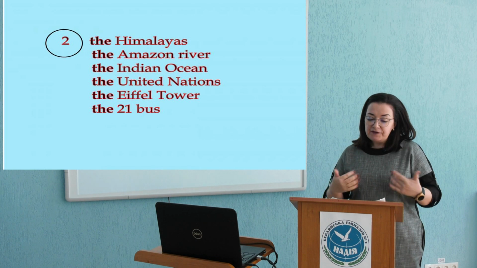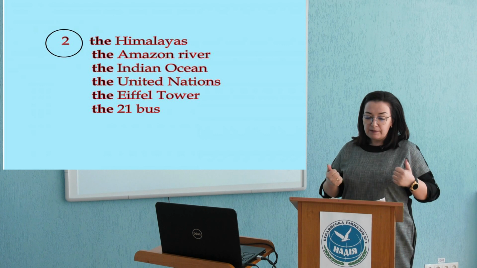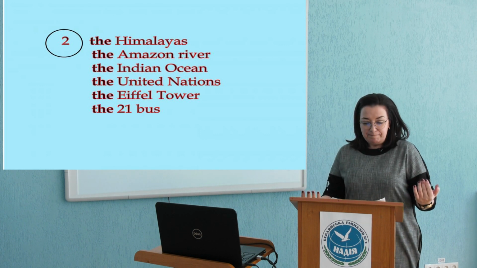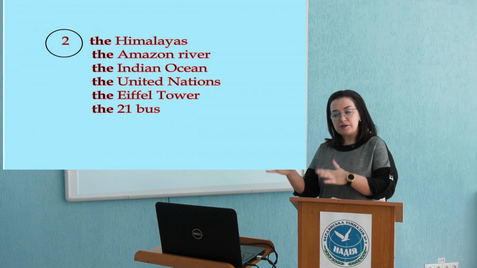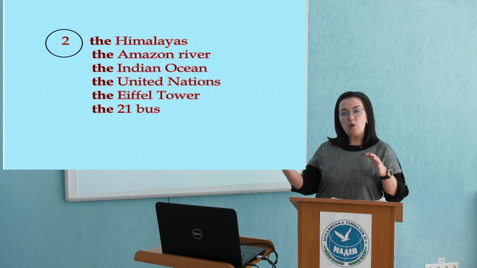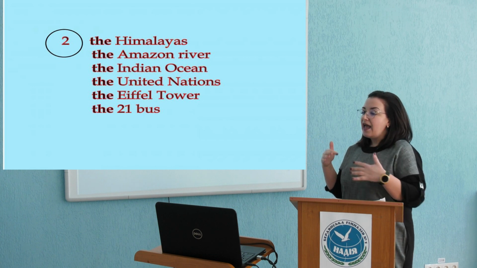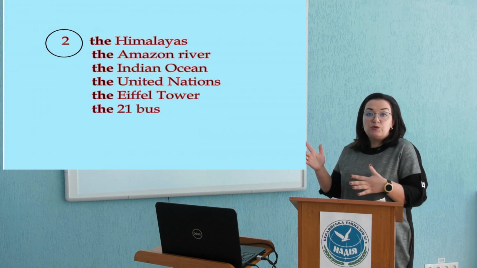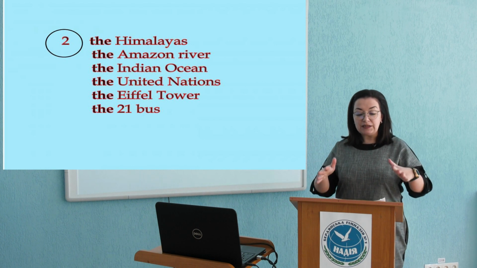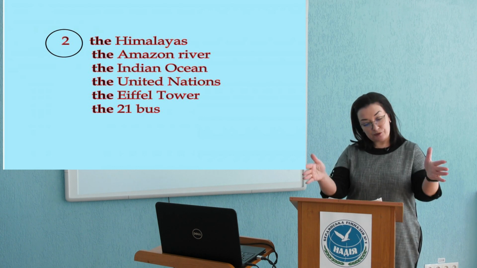Also, the definite article for named things is used. For example, by naming them, they automatically become unique, you see? For example, the Himalayas, the Amazon River, the Indian Ocean, the United Nations, the Eiffel Tower, or the 21st bus, for example, you see. All these nouns are unique, but there are some exceptions.